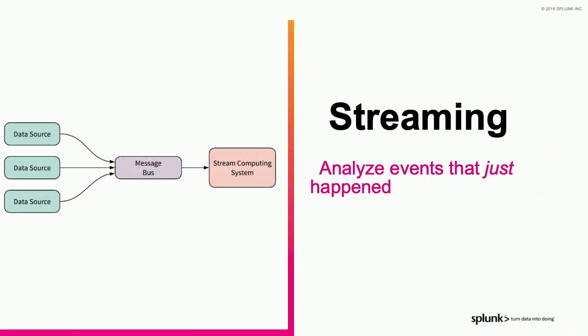On the contrary, if you think about streaming, you think about having a stream data source of events that have happened already, passing that to a message bus, and then using a stream computing system to analyze these events in real time. But you're analyzing things that have already happened.